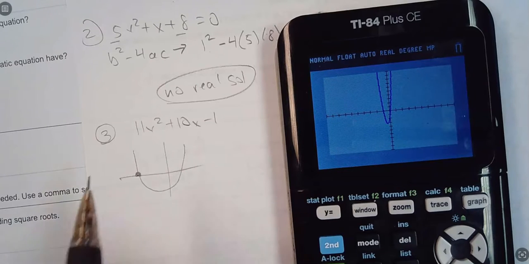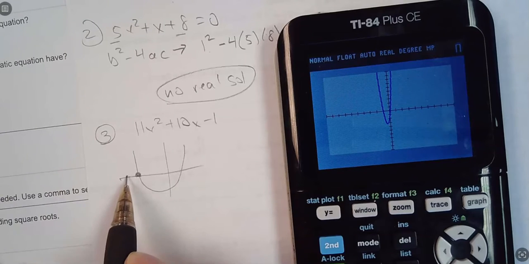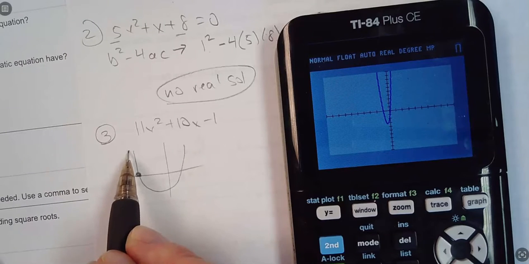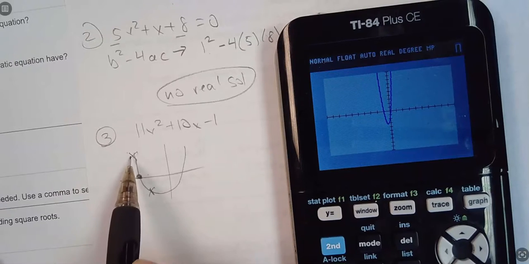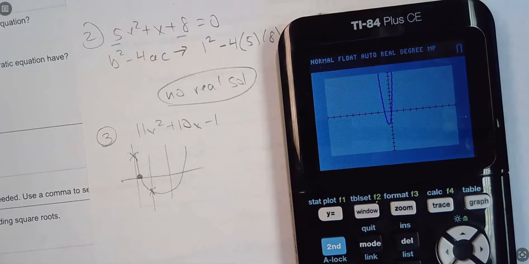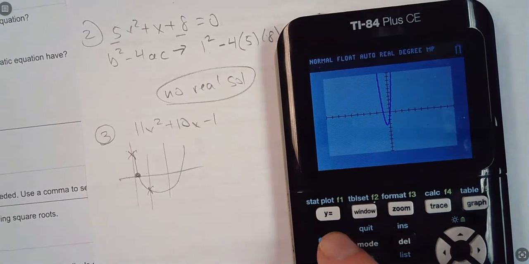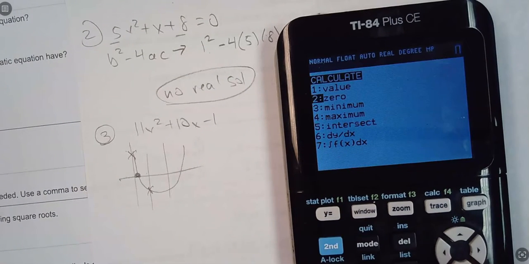Okay, so on this 0, if I'm to the left, I'm going to have to be a little bit above. If I'm to the right, I need to be below. So my cursor, left bound here, right bound here. Now my 0 is between those 2 lines. That's what I want. So when I push second calc down to 0.